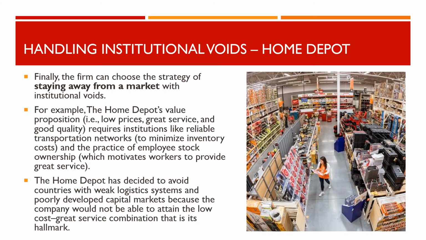Finally, the firm can choose the strategy of staying away from a market with institutional voids. For example, the Home Depot's value proposition, that is, low prices, great service, and good quality, requires institutions like reliable transportation networks to minimize inventory costs, and the practice of employee stock ownership, which motivates workers to provide great service. The Home Depot has decided to avoid countries with weak logistics systems and poorly developed capital markets, because the company would not be able to attain the low-cost, great service combination that is its hallmark.